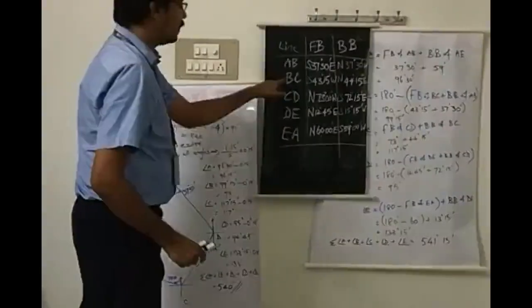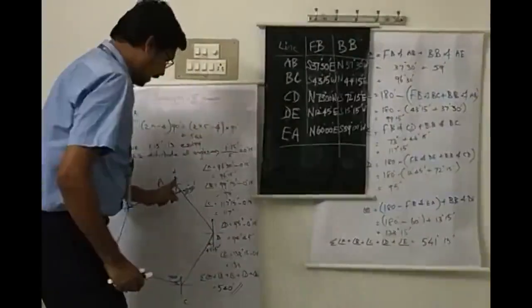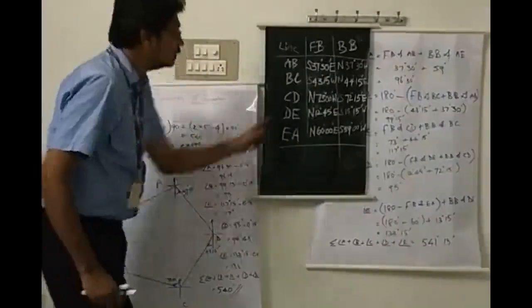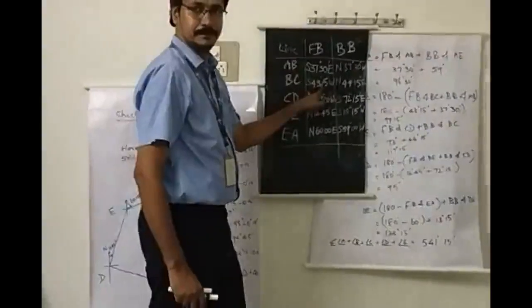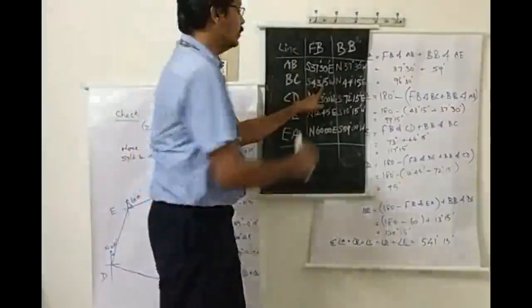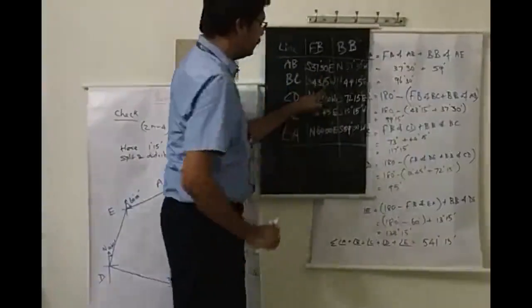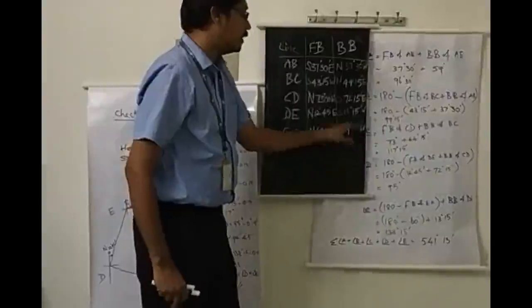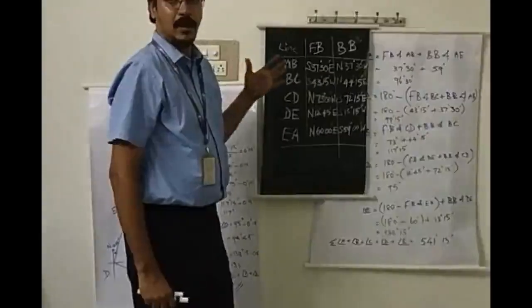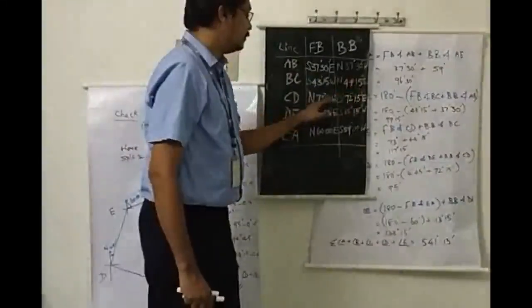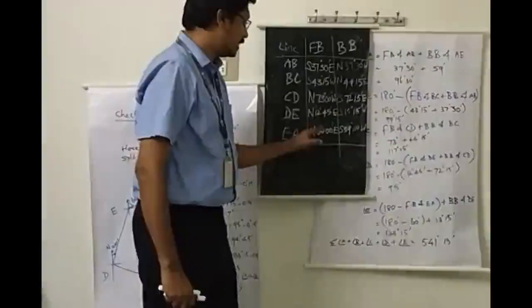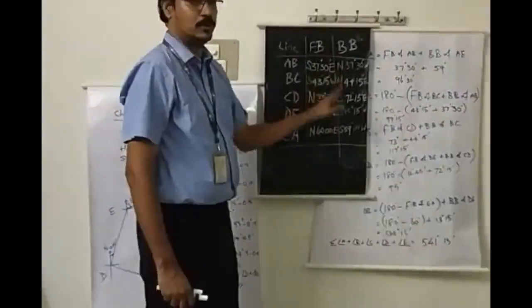Next is from the station B to C. That is also right. You can have that in mind. So this fully is right, this is right, and this is right. To check that we can correct these bearings and we can check with this, or we can correct these bearings and check with this. Both ways it is the same.